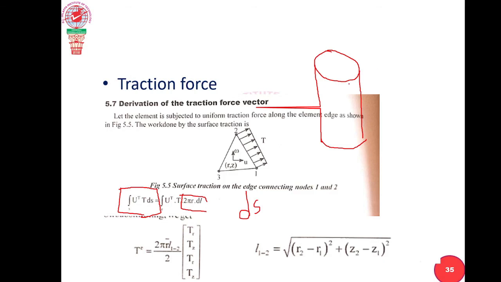Surface area, not the area of the circle. Cross section is pi d square by 4, but I'm asking about surface area. I told you how to find the surface area. Again, perimeter into... how does it become perimeter into length?